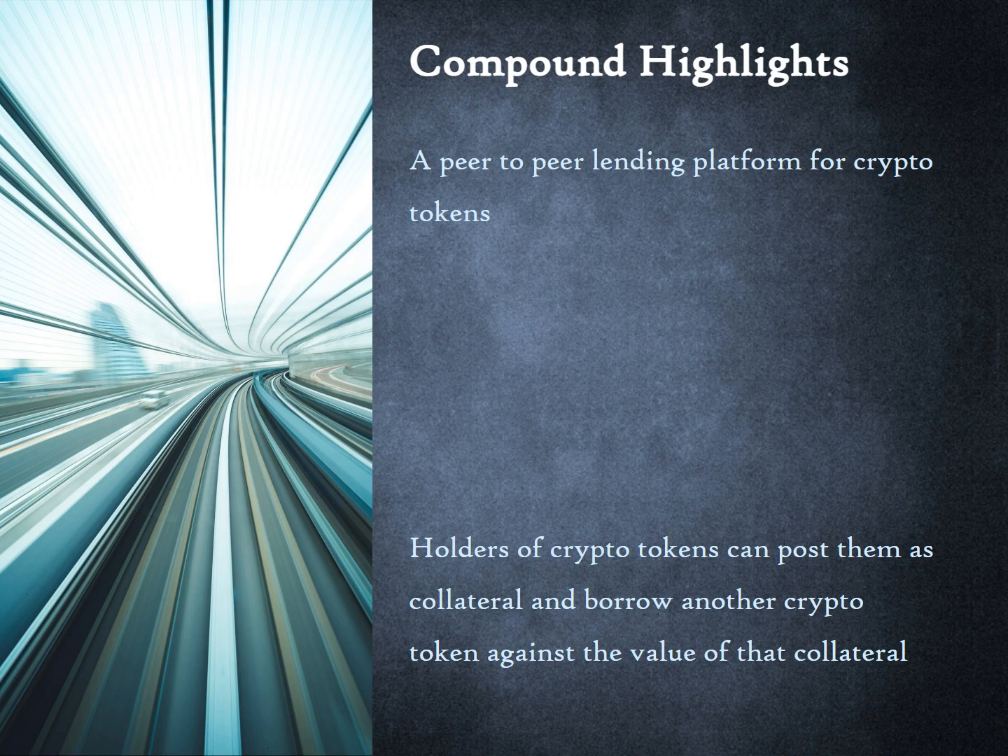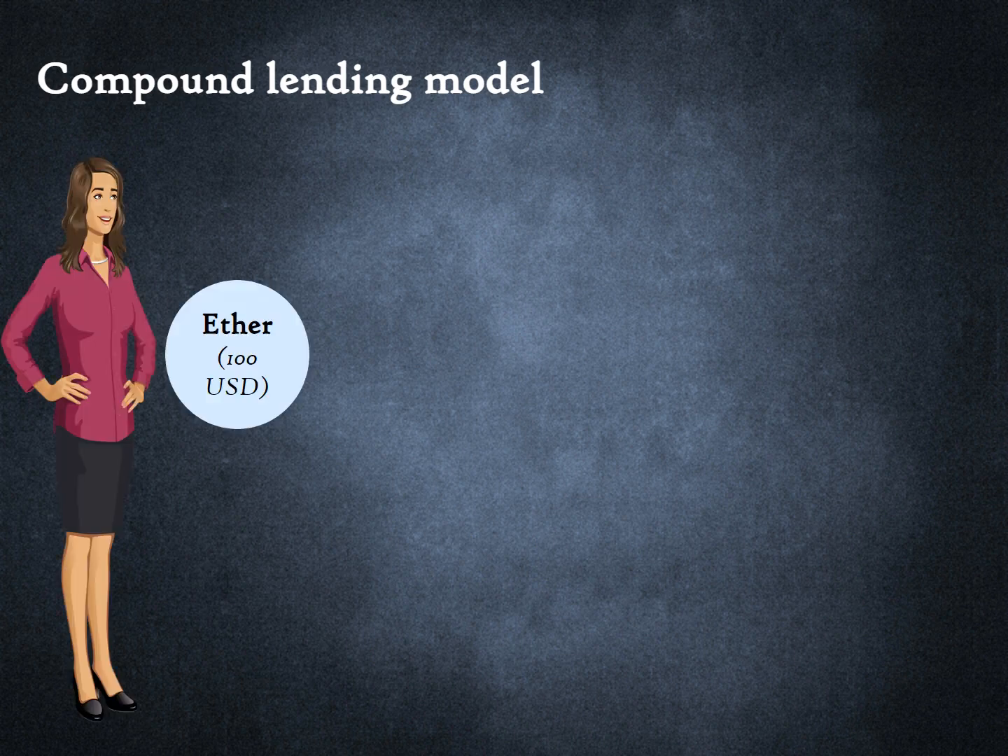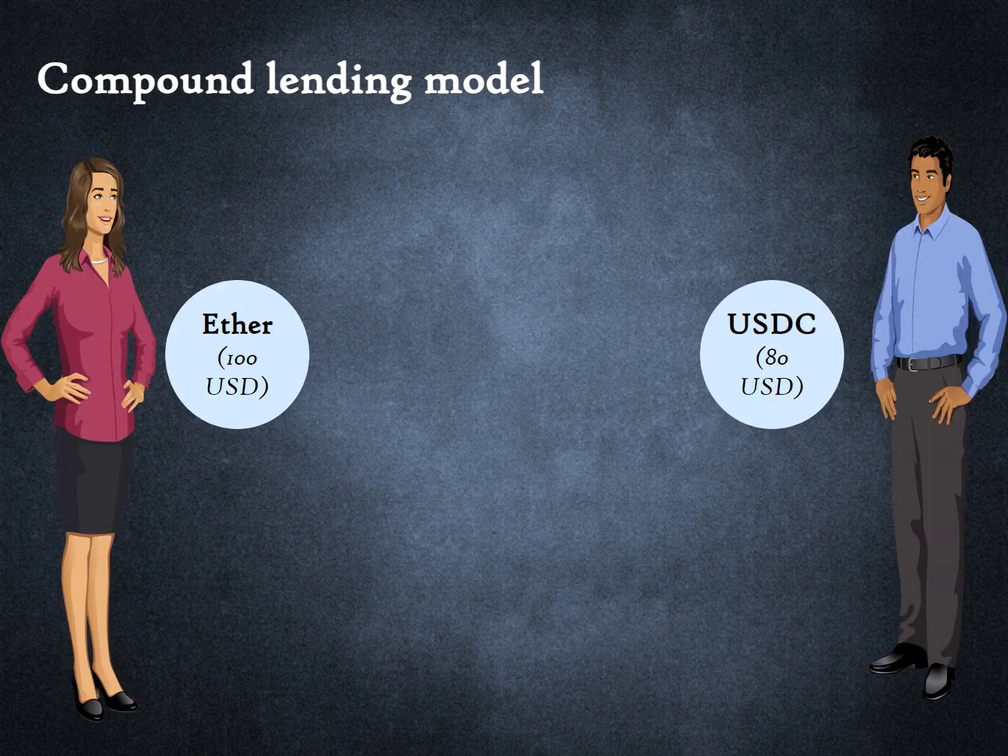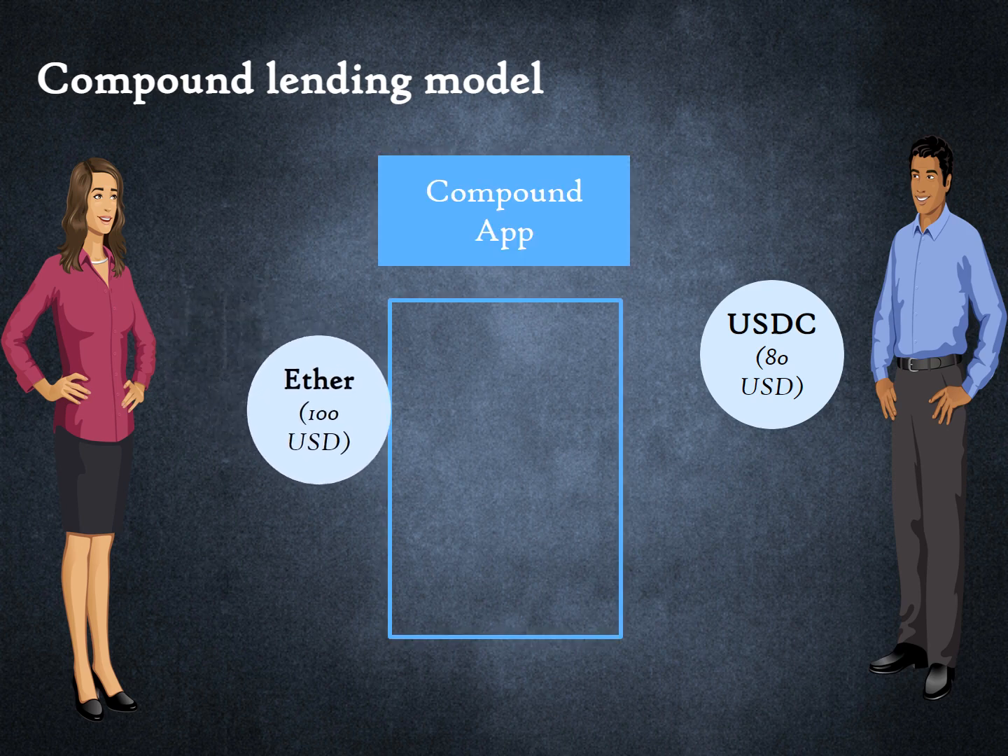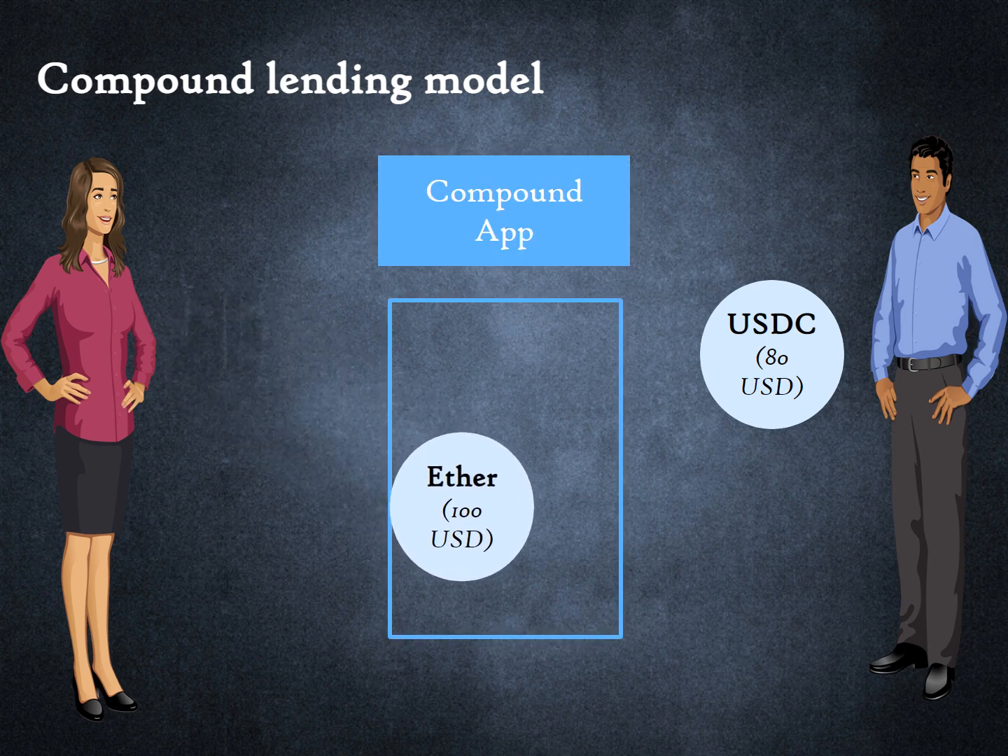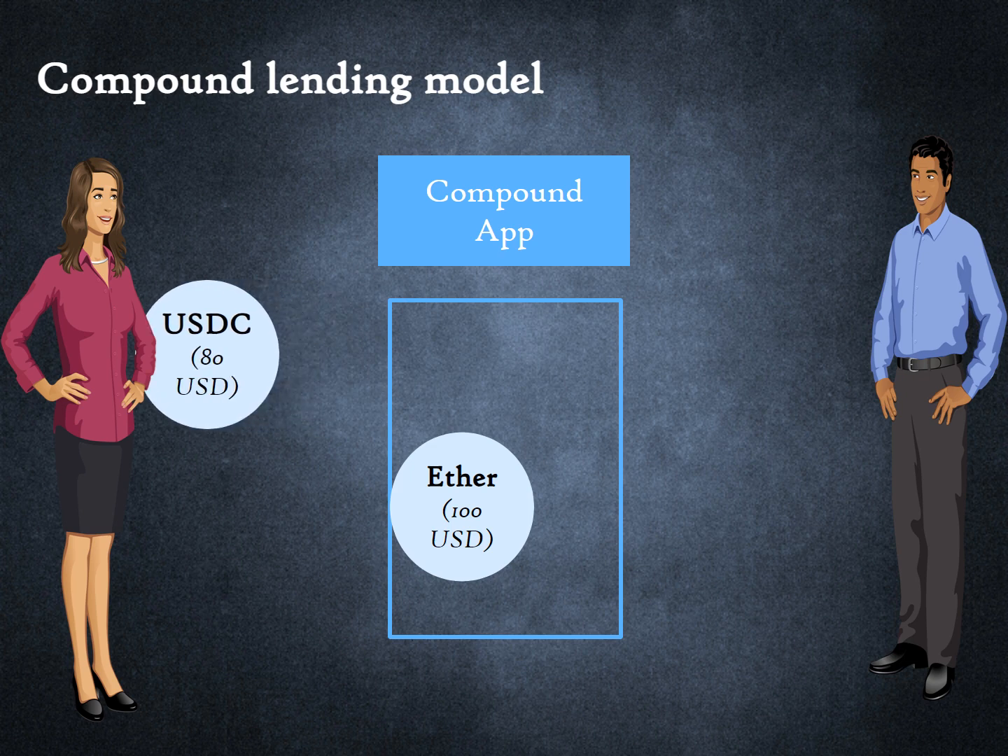video was created. Consider Alice, who owns Ether, and Bob, who owns the popular stablecoin USDC. Alice posts her Ether as collateral with the Compound DeFi protocol. This allows her to borrow USDC against this collateral. Just as we can borrow only a percentage of the value of the house we are buying, Alice can only borrow a percentage of the value of her Ether. In Compound, this is known as the collateral factor. In this example, Alice deposits $100 of Ether but borrows only $80 worth of USDC.